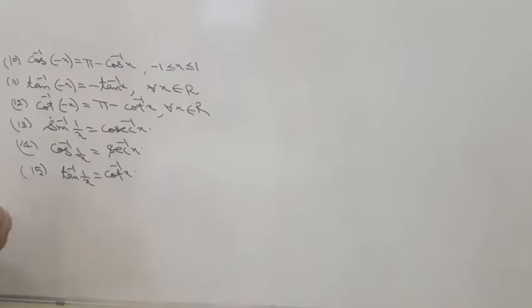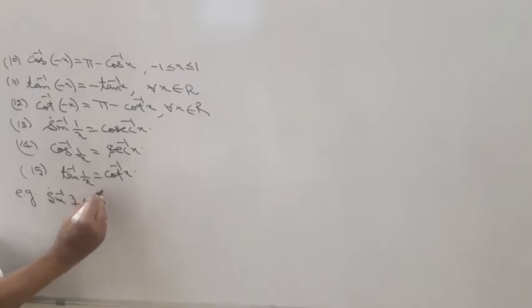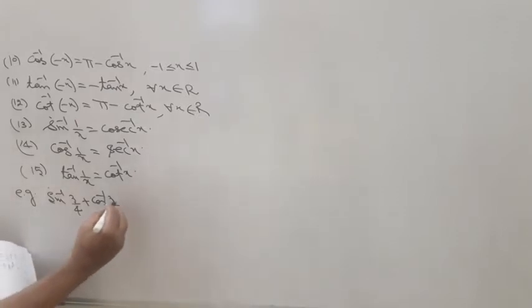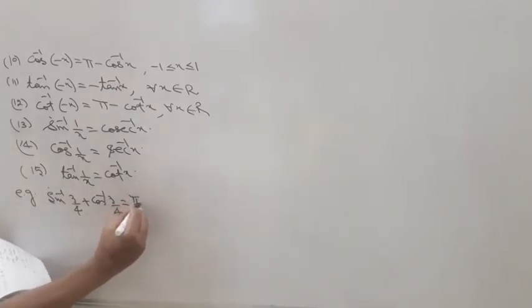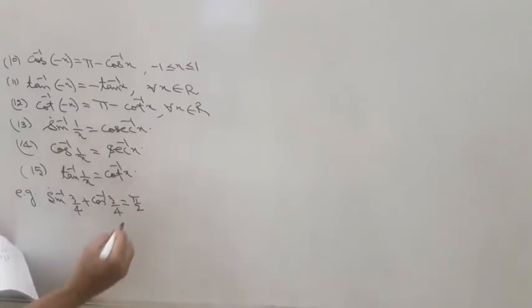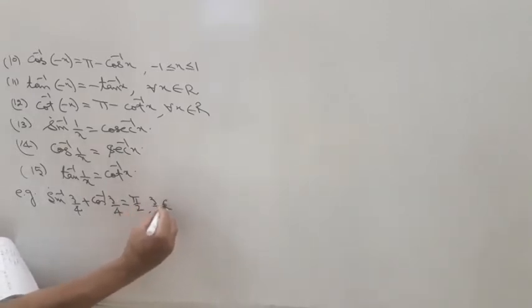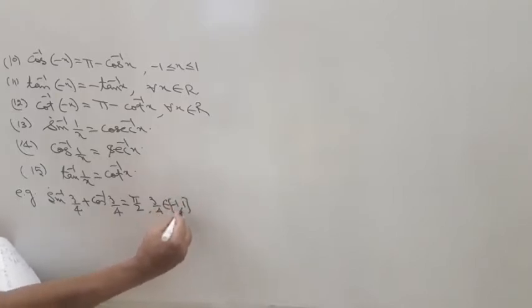Now, for example, we can list here some of the applications for this. It is sine inverse of 3 by 4 plus cos inverse of 3 by 4. He says, find the value of sine inverse 3 by 4 plus cos inverse 3 by 4. The formula says it is just equal to pi by 2. And also we know that 3 by 4 belongs to the closed interval minus 1 to 1.